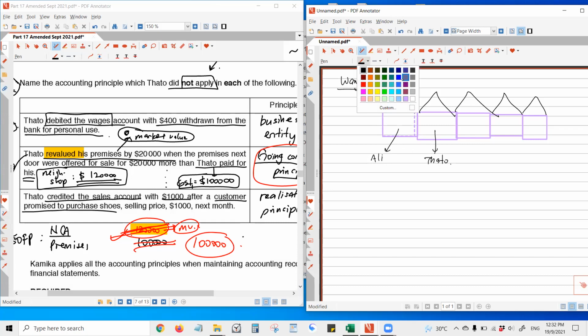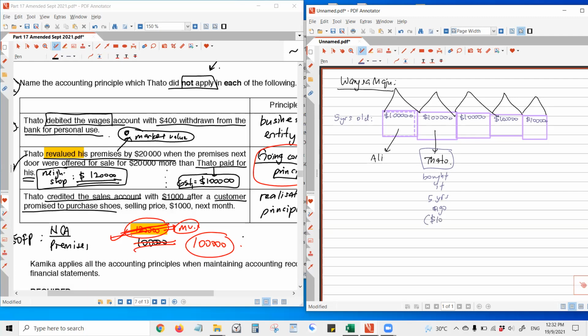5 years ago, all these 5 shops are worth 100,000, for example, because we do not know the amount. So Tato bought it 5 years ago. For how much? Of course, for 100,000, because 5 years ago it was worth 100,000.